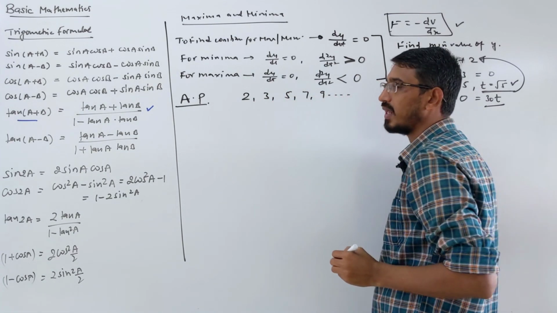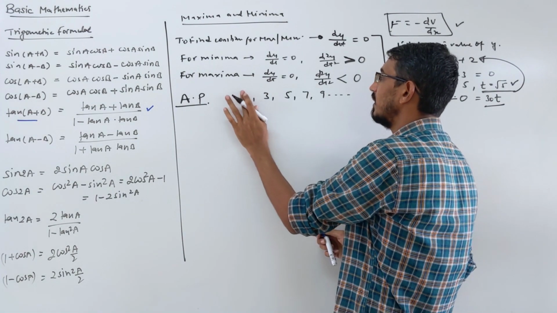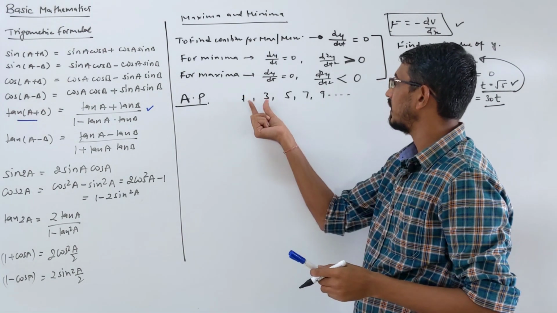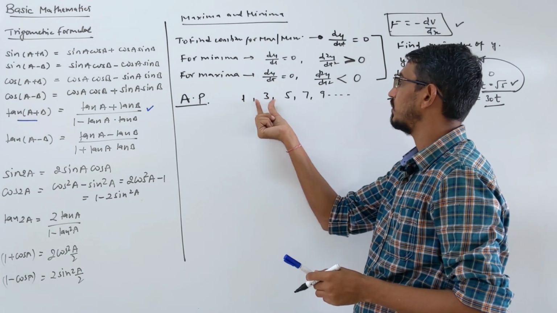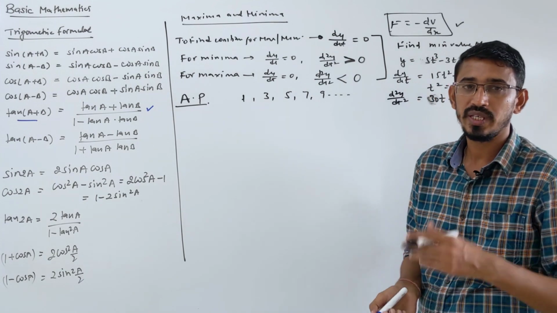So suppose I say like 1, 3, 5, 7, 9. This is an example of an AP, because every time this value is increased by 2: 1 to 3, 3 to 5. So this is an example of an AP.